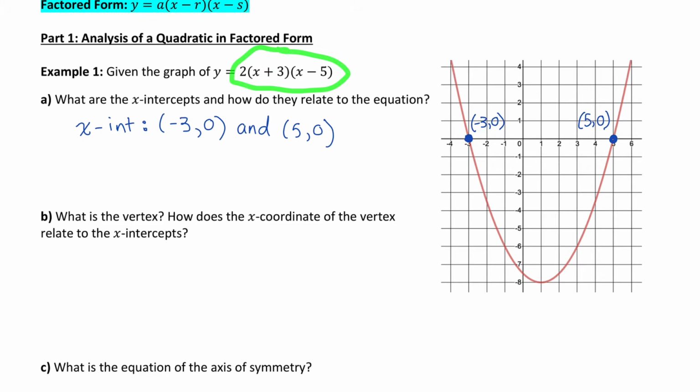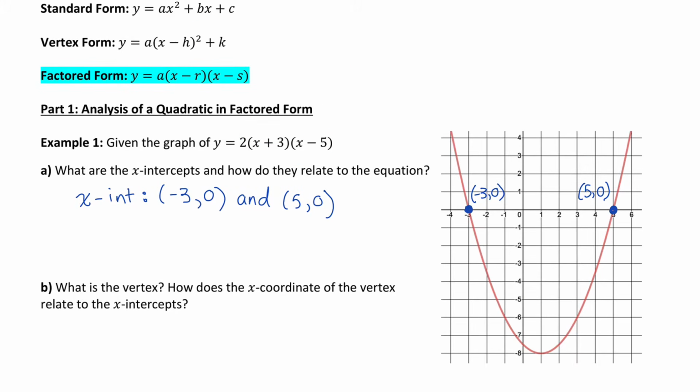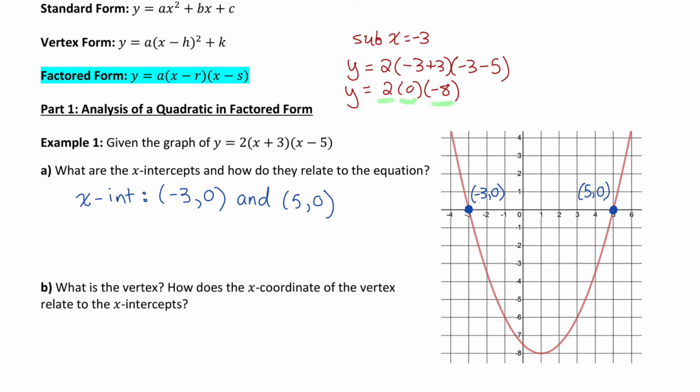So subbing in either of these x-coordinates, either negative 3 or 5, for these x values, would make this equation be 0. And let me demonstrate that for you. If I were to sub in negative 3 into this equation for x, this equation would simplify to y equals 2 times 0 times negative 8. So I have a product of 3 factors, and notice one of those 3 factors is 0. When one of the factors in a product is 0, that makes the whole product be 0. So I can see that subbing in negative 3 for the x values makes the y-coordinate be 0, which is why it is an x-intercept on the graph.